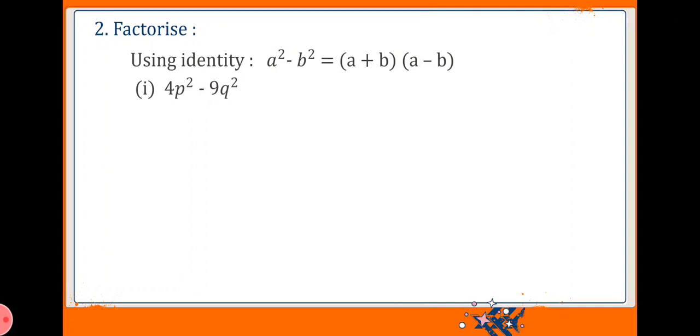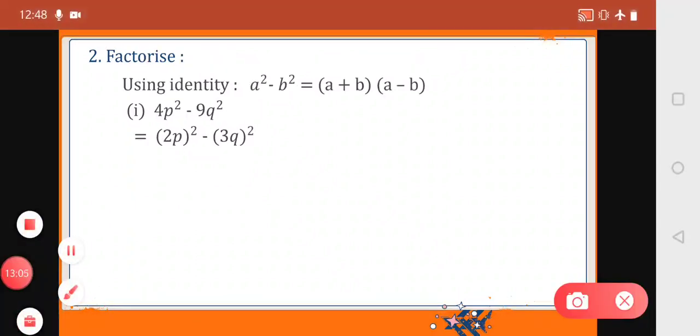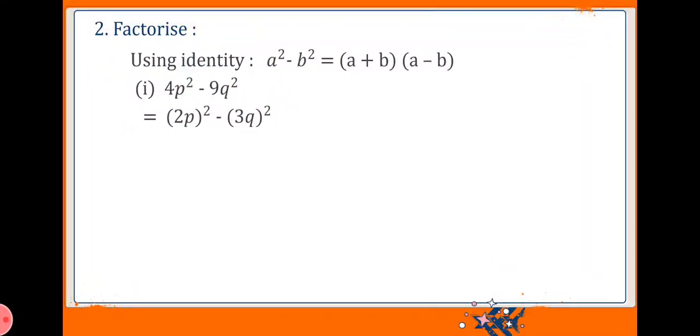So we can apply identity 3, that is one time we have to add and one time we have to subtract both the terms. That is equal to 2p whole square minus 3q whole square. You can see this is the perfect square of this and this is the perfect square of this. So we will write like this. Now after that, one time you have to add both the terms and another time you have to subtract. That is equal to 2p plus 3q into 2p minus 3q.